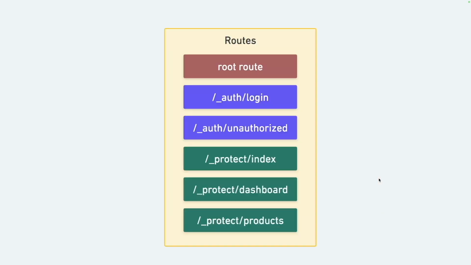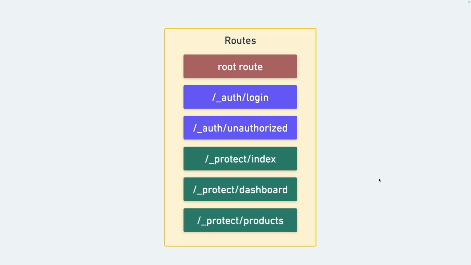Then these are the routes that we are going to build, and we will be building the routes using the TanStack Router. So we're going to have a root route, and then there will be the auth routes like login and unauthorized access. So these routes, login and unauthorized, will be the public routes where you don't need any authentication. But then you have the index, dashboard, and products routes where you will need the authentication. So only authenticated users will be able to access these routes.